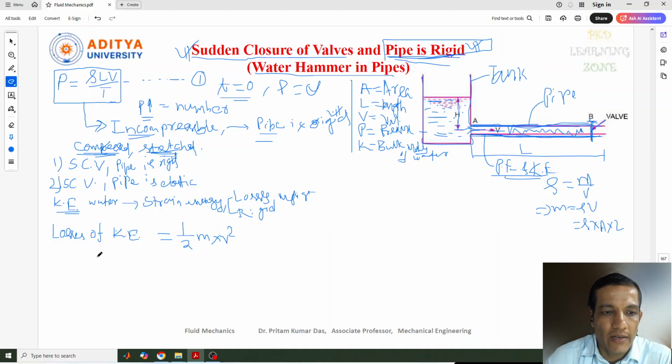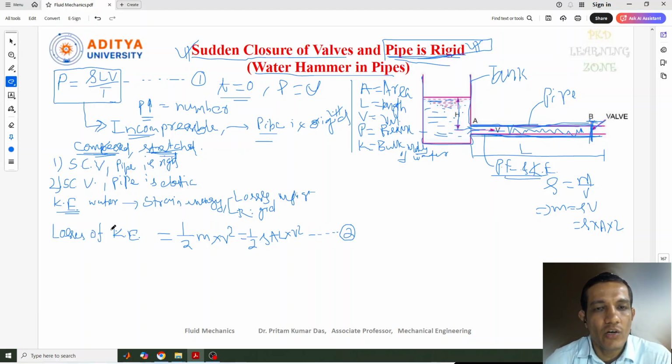So here also the same thing I'll mention: this is half into rho A L into V square. Let's consider this as equation 2, because equation 1 I have already mentioned. Now this is the loss of kinetic energy, because here we are stopping the flow, so kinetic energy is stopped here. Now this kinetic energy is converted to strain energy of water. So that means there is a gain in strain energy.